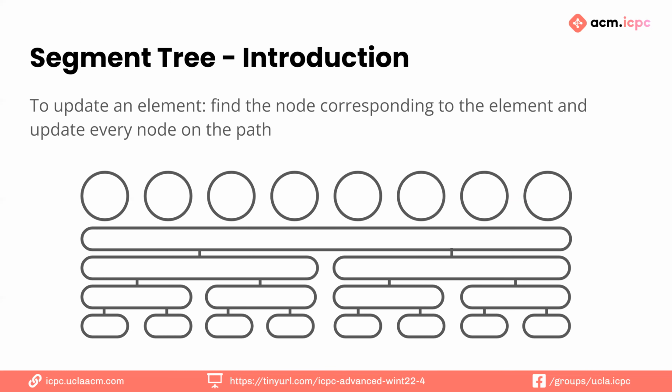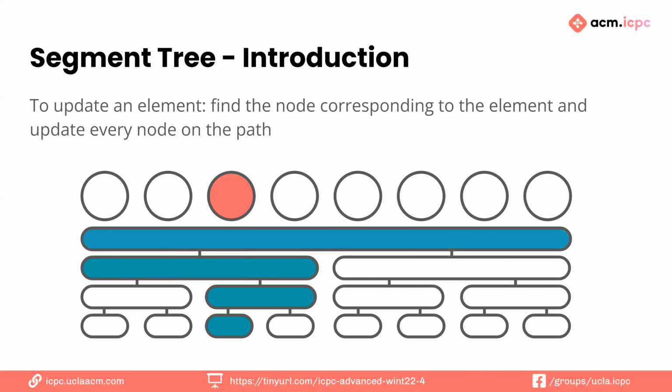And to update an element, you just find the node in the bottom layer that corresponds to that element and then update every node on the path. Suppose we want to update this element. Start from the root and keep going down the node that contains that index until you find the actual node. You update that value. Since the value of that node changed, the parent, which is the sum of that node and something else, also has to be changed. So you backtrack and update the values of its parents or ancestors.